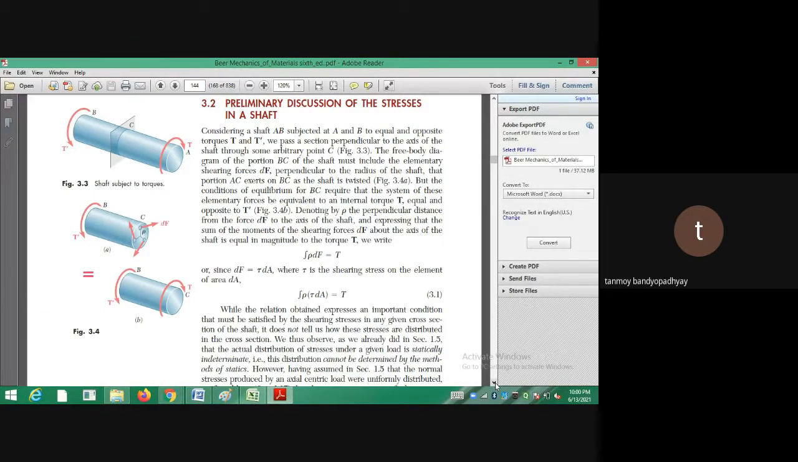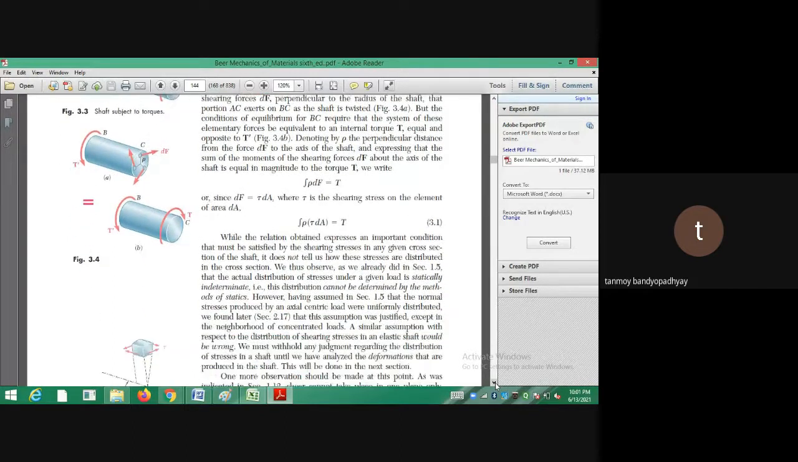Now we assume that tau is the shearing stress developed on the area. Since we are talking about shearing stresses, they act parallel to the plane, so the direction of dF refers to the direction of tau. Shearing stress means a stress that is parallel to the cross-sectional area, so tau is parallel to dF. So dF is equal to tau dA. If tau is the shearing stress acting on the area dA, dF equals tau dA. Correct. Now if I insert tau here, I should get rho times tau dA integrated, which should be equal to capital T.